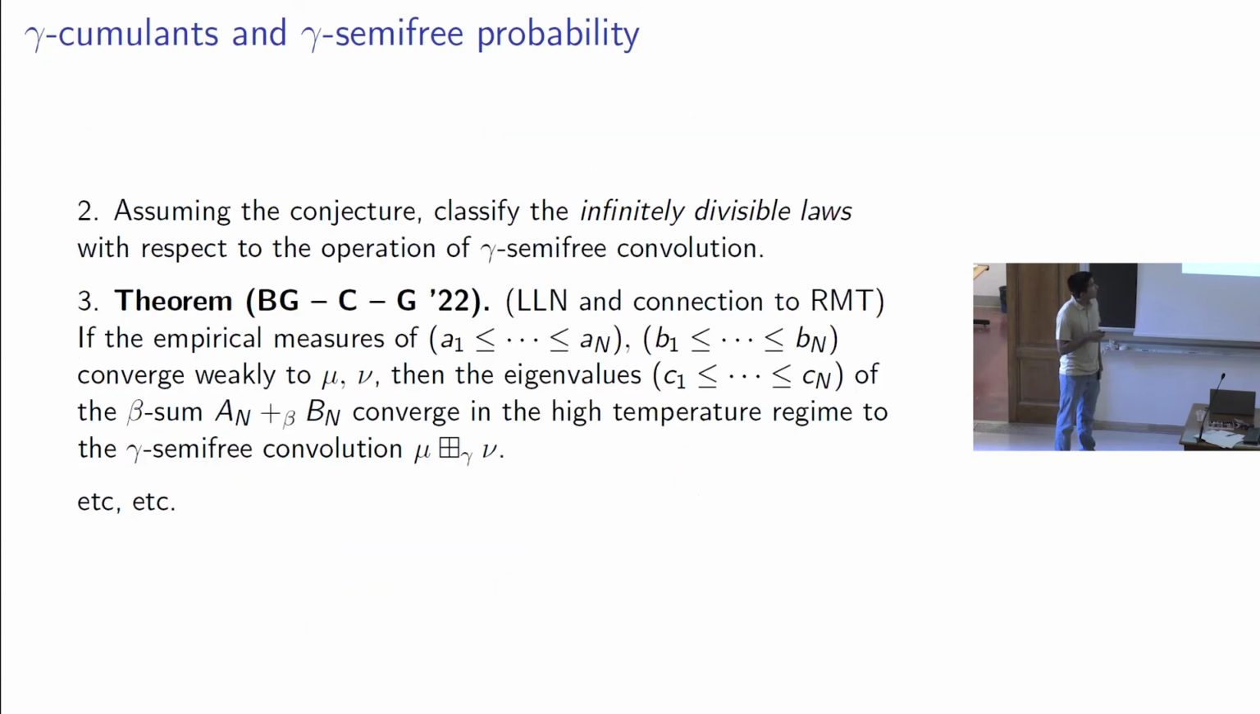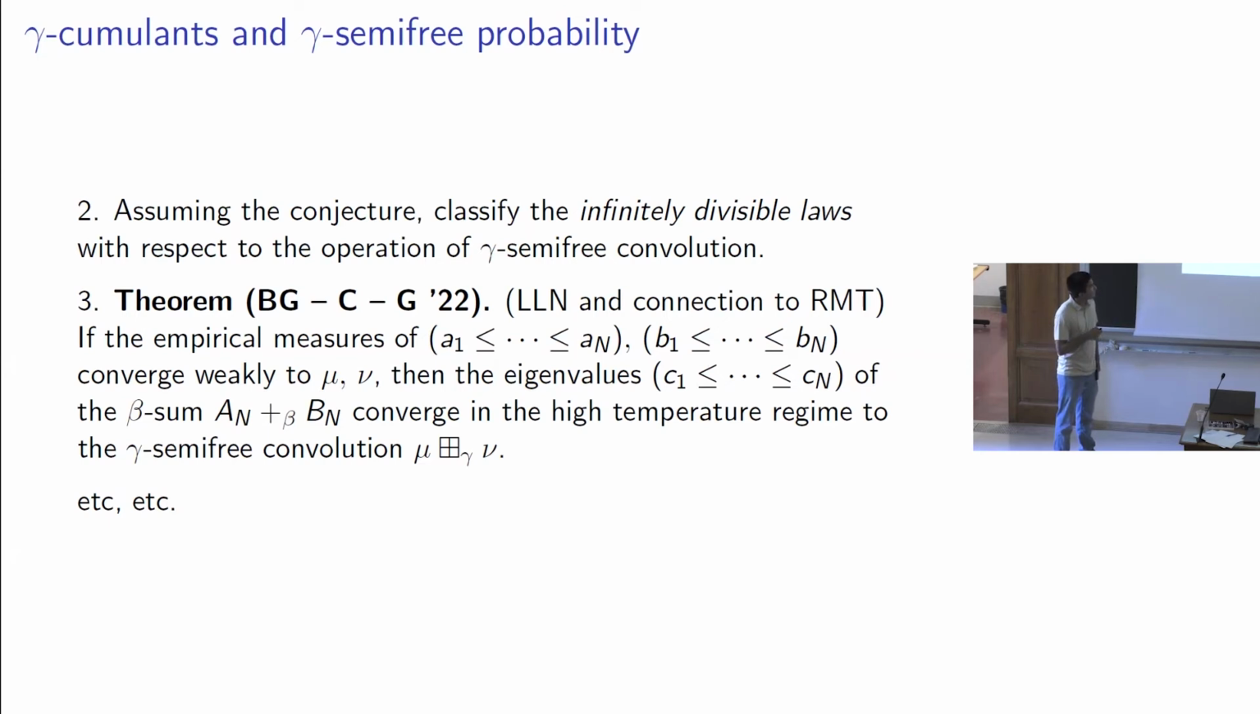Okay, and another possible direction of research is, even without having this conjecture, I think it would be interesting to study other questions. For example, I'm putting an example here: classify the infinitely divisible laws with respect to this operation of semi-free convolution, assuming that it's an actual operation between probability measures. Or you have many possible questions. You look at a free probability theory textbook and try to see which ones have analogs, and which ones produce new phenomena.